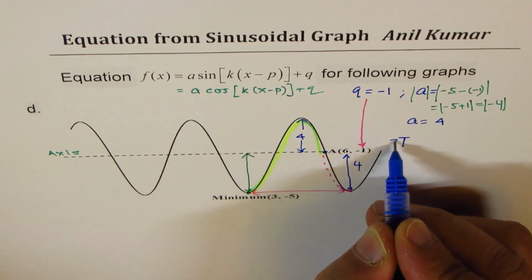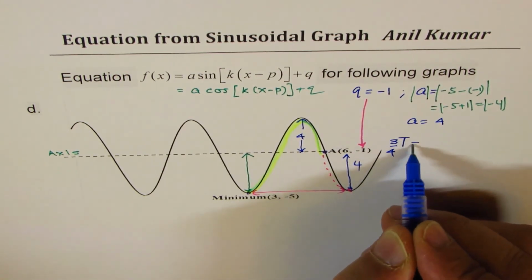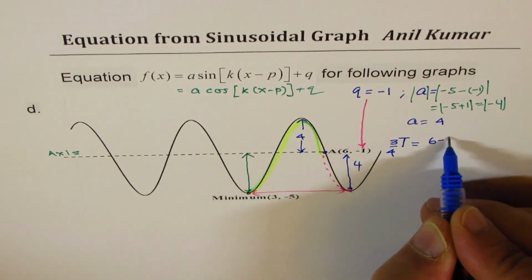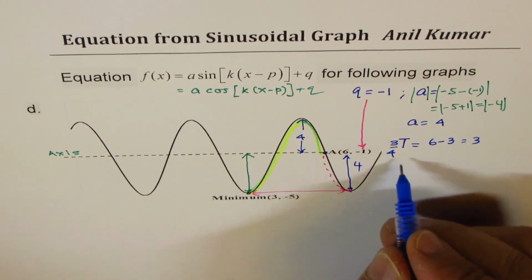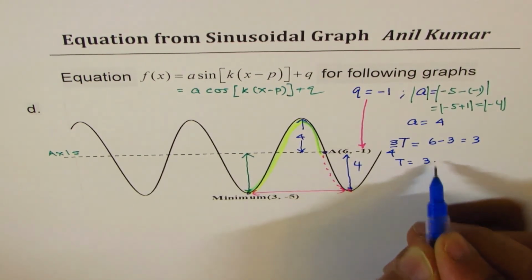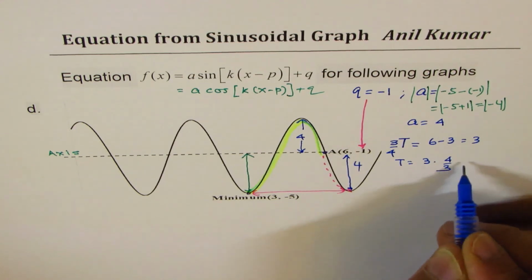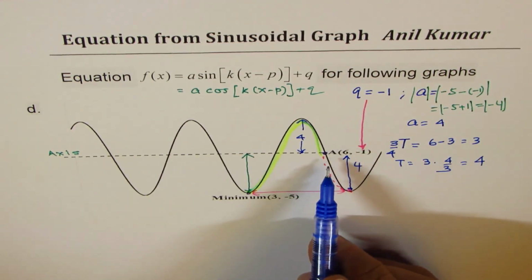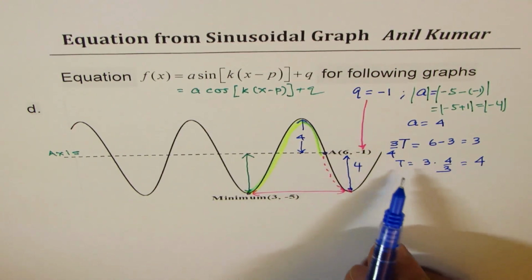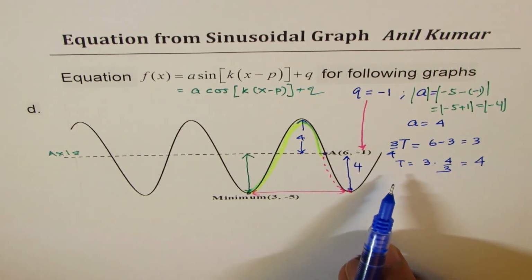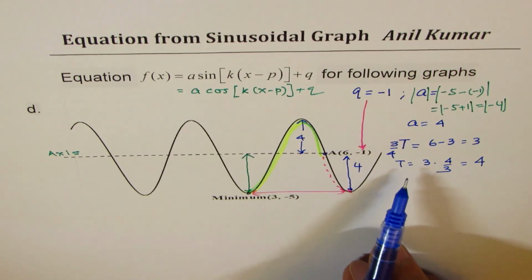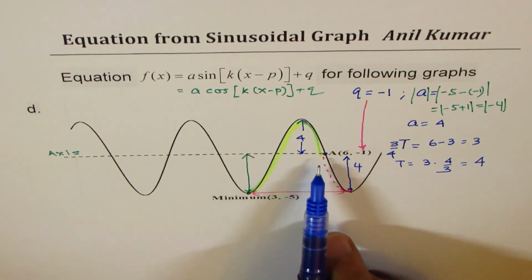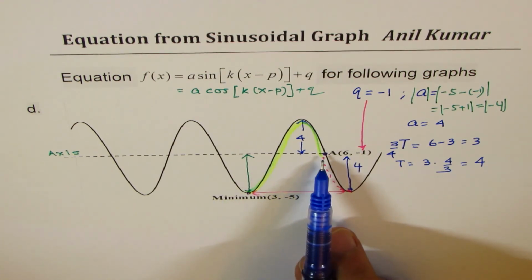So we can say 3/4 of our time period is the difference between the x values, which is 6 minus 3 or 3. So the time period is 3 times 4 over 3, which is 4. So 4 units is the time period. Do you get the idea? So this is a very important criterion which you should consider. You may not always be given points on maximums and minimums. Sometimes you could have a point like this.